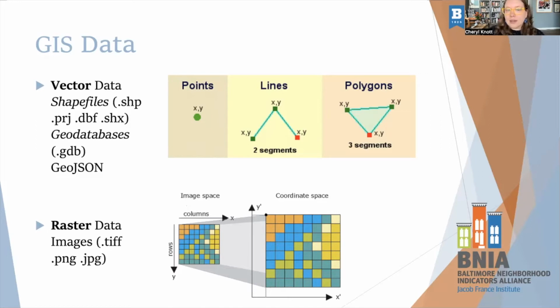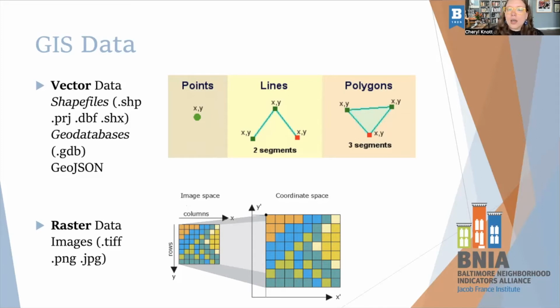So point data is literally just a point. It is one location, one vertex, one place with X and Y latitude, longitude coordinates that represents something in the world. And depending on your scale, it could be the location of a city, if we're looking at a country or a very large map that has that particular scale, or it could be something as small as an individual person, an individual house, a tree that might have been planted.